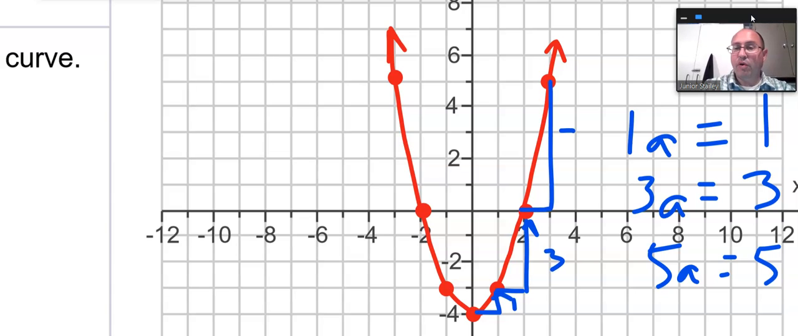We did have enough room for the 5A. And then we just copied the points to the other side. We have that nice axis of symmetry of x equals 0 right down the middle. And so you could just copy the points to the other side and then draw the shape.